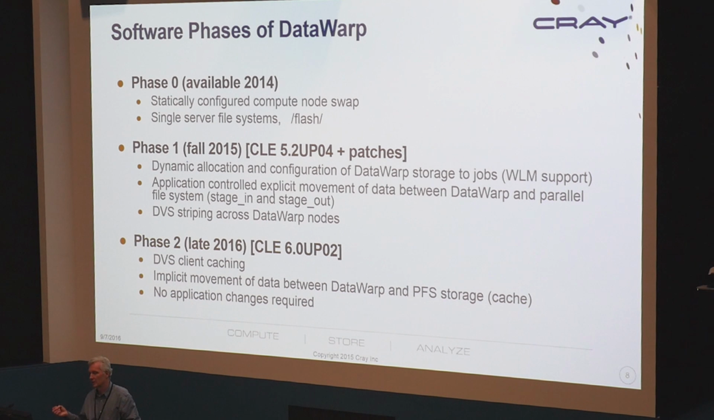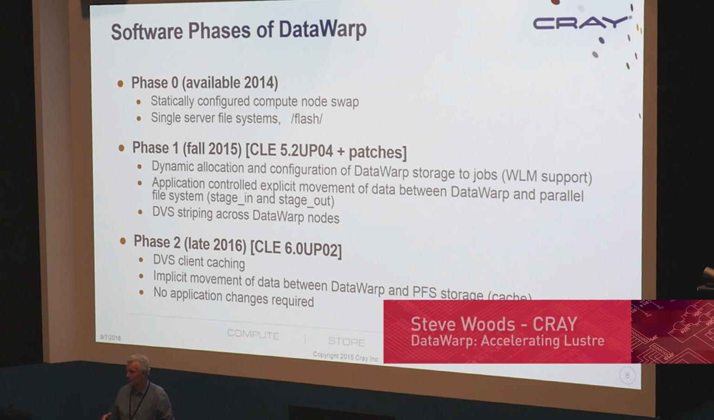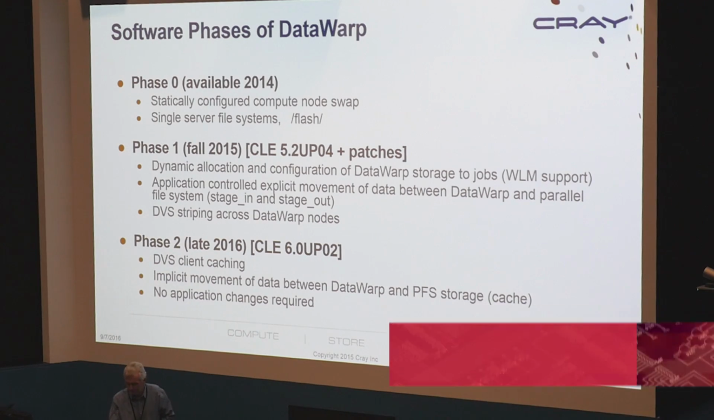Now phase two will introduce DWS client caching, where DWS is actually the layer that we move data between the nodes with, which is really underneath the covers. It's actually elegant, so we kind of cheat there. And there's implicit movement of data between DataWarp and the parallel file system.